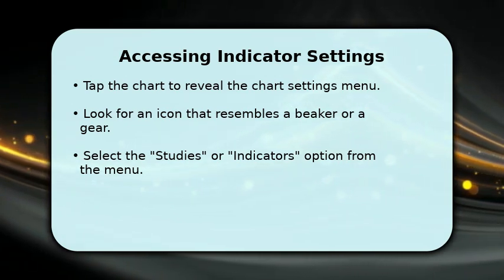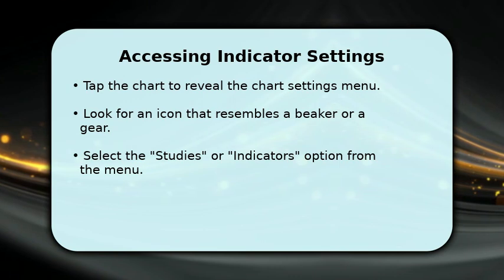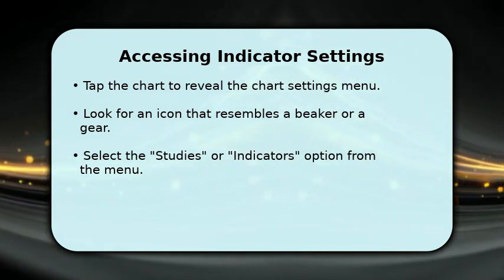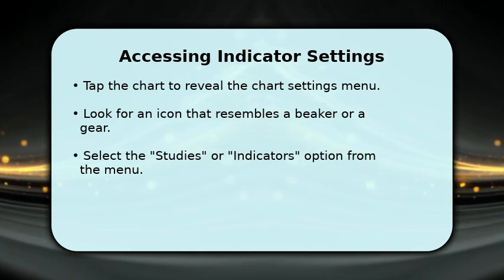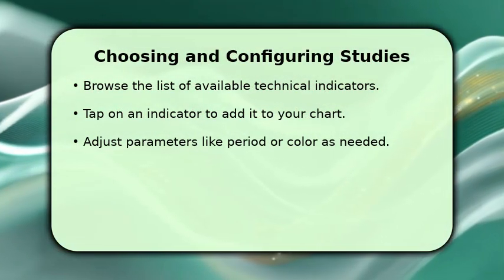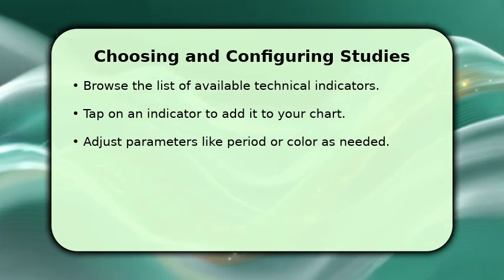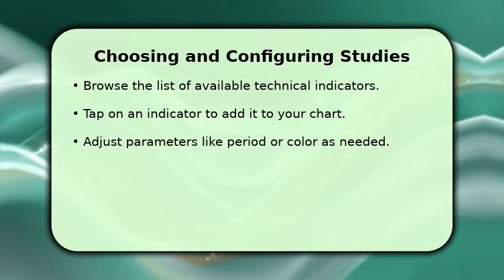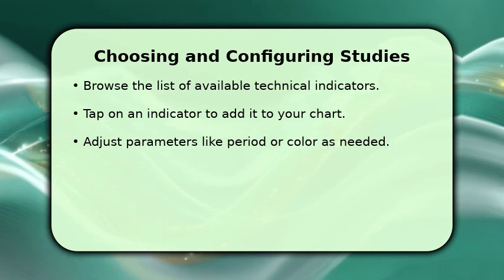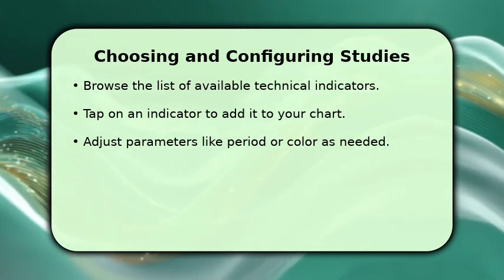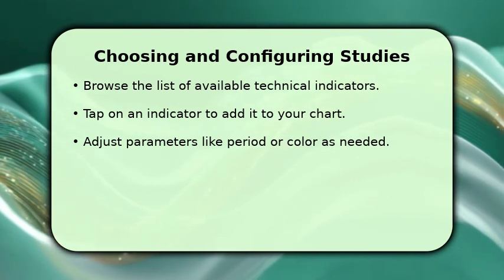This action will open a new screen, presenting you with various options related to technical analysis and studies available within the platform. On the Studies screen, you will find a comprehensive list of available technical indicators. Scroll through this list to find the specific indicator you wish to add, such as moving average or RSI. Tap on your chosen indicator to select it.